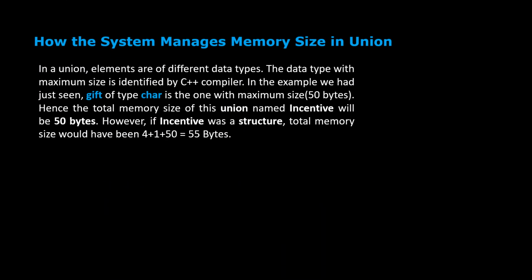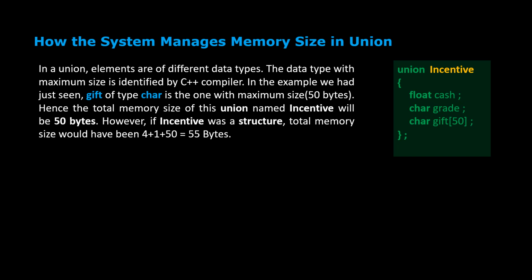So how does the system manage memory size in union? In a union, elements are of different data types. The data type with maximum size is identified by the C++ compiler. In the example we had just seen, gift of type char is the one with maximum size, that is, 50 bytes. Hence, the total memory size of this union named incentive will be 50 bytes. However, if incentive was a structure, total memory size would have been 4 of float cash, plus 1 of char grade, plus the 50 of char gift, that is 55 bytes.